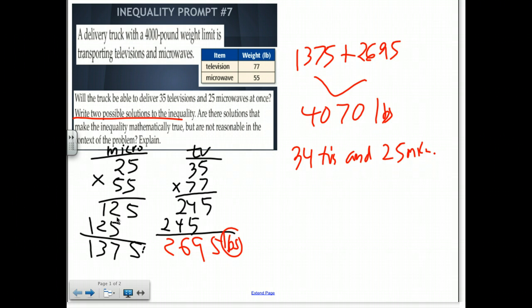Do you agree that for this 25 right here, that number can change? If a value can take on different values, what's the best way to represent something that can change? A variable. So instead of writing 25, can we just represent m as the number of microwaves? This is how we declare our variable. So I'm going to write m is the number of microwaves.